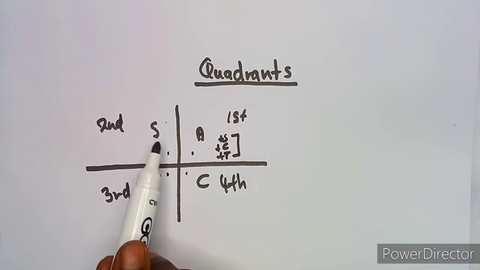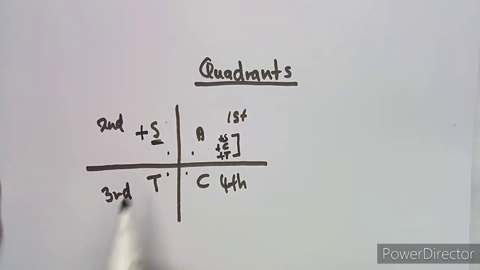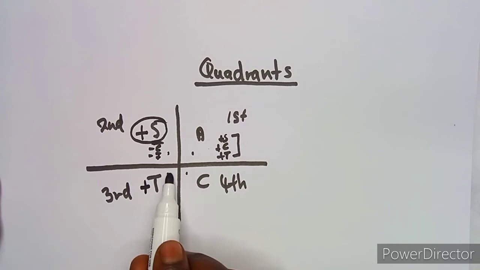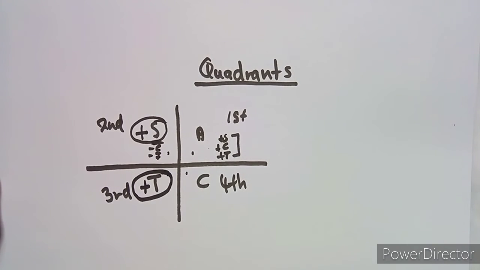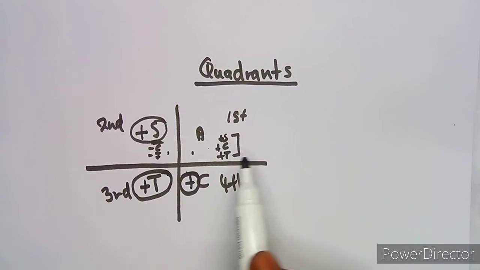But in the second quadrant, it's only sine which is positive, which means cos is negative, tan is negative, because sine is the only one which is positive. In the third quadrant, it's only tan which is positive. In the fourth quadrant, it's only cos which is positive. So that is the idea there. So cos is positive in the fourth quadrant, tan is positive in the third quadrant, sine is positive in the second quadrant, but all of them are positive in the first quadrant.